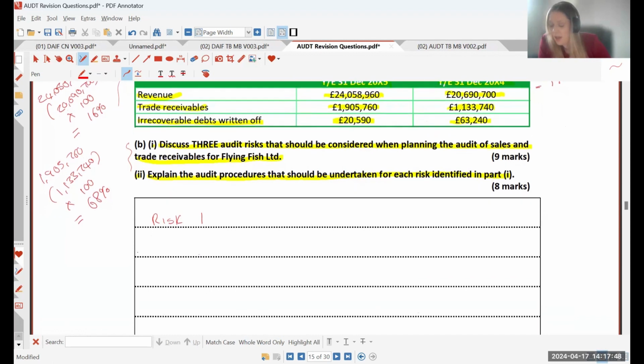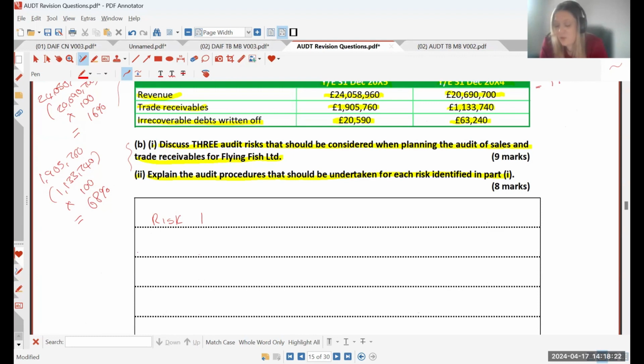Let's just have a think about this then. So we're going to need to say, what is the risk and why do we think there's a risk? So definitely going to start off with the increase in revenue and trade receivables. Now, discussing that risk is worth 9 marks, and we're doing 3 risks. So we should be aiming for 3 marks per risk on part I. That should guide us on how much we need to write. 1 clear and complete point per mark available, 9 marks available, and 3 risks to discuss. So underneath risk 1 in our first little section, we need 3 clear and complete points.